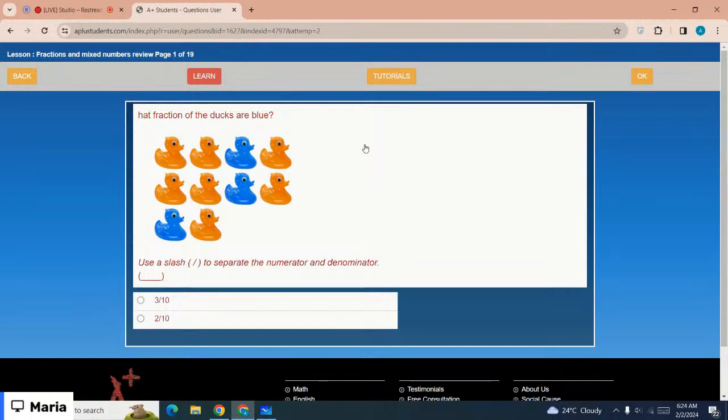Yes, that is 3 out of 10. Sorry, the total ducks are 10 and 3 of them are blue. So that is 3 over 10. Option number 1 is the correct option.